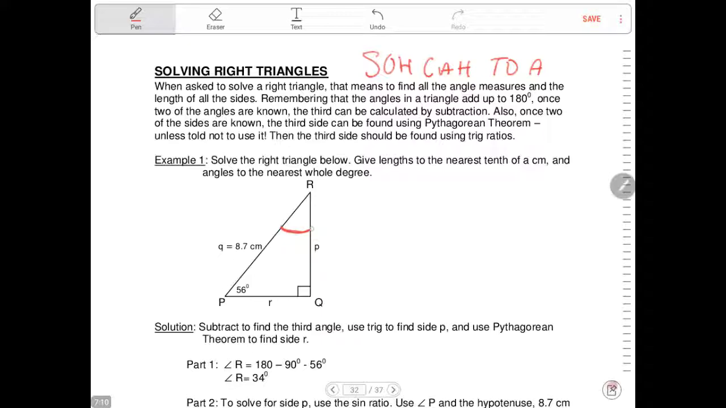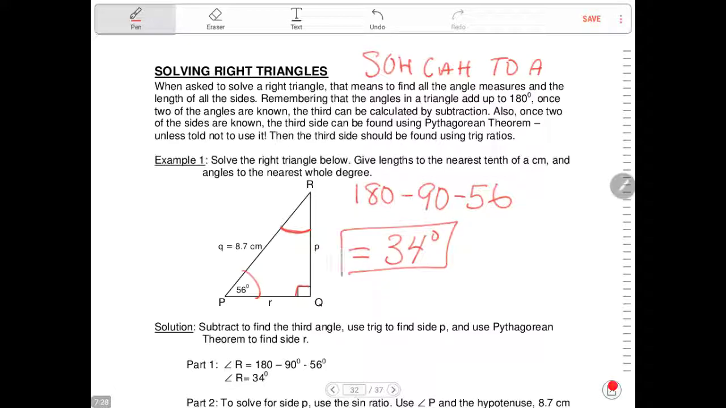Well, what's that trick, everybody? Every triangle has 180 degrees. I'm going to take away 90. I'm going to take away 56. What does that give you? 180, take away 90, take away 56. Angle R is 34 degrees.